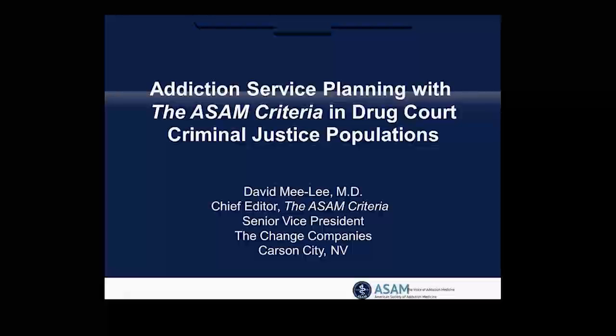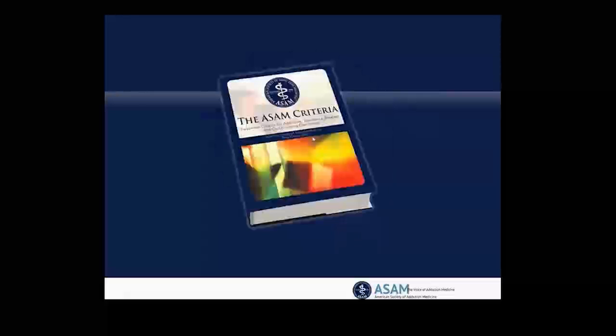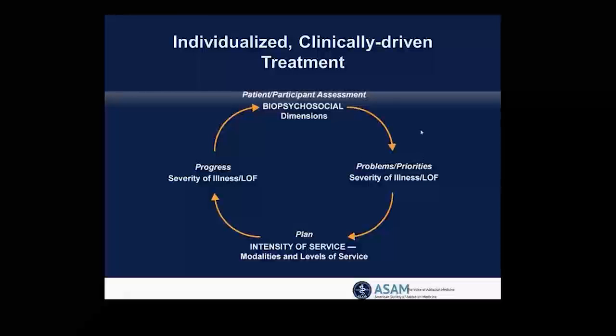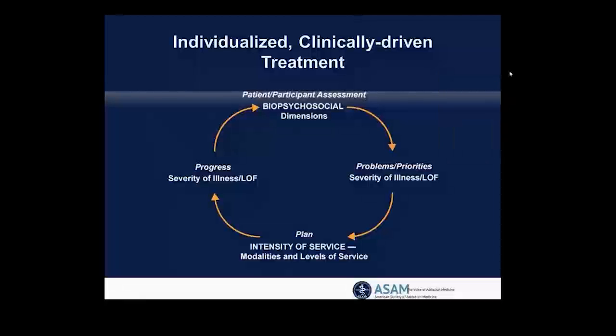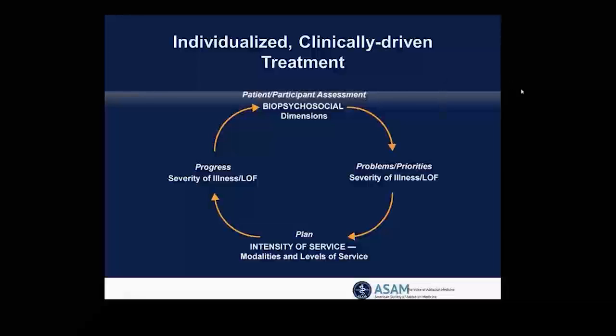What the ASAM criteria has tried to do since its beginning is really to move the treatment field away from complications-driven treatment, where we just take care of the complications of addiction, whether that be in an emergency room or in criminal justice, where we just perhaps lock somebody up for the illegal behavior they've been involved with. But if that's been due to the illness of addiction, obviously just locking people up doesn't increase public safety and decrease crime and legal recidivism if we don't take care of the illness that is causing the behavior.